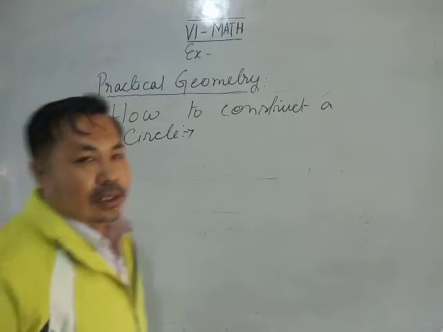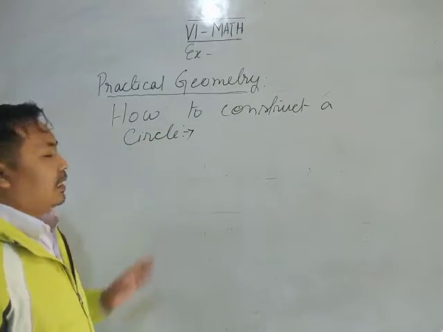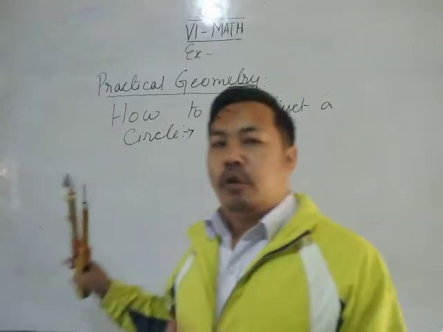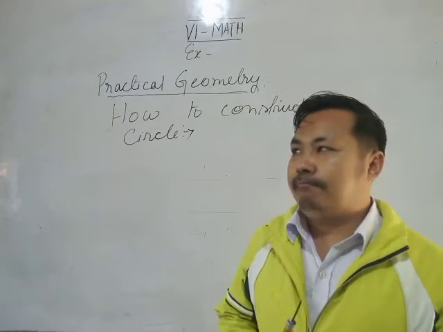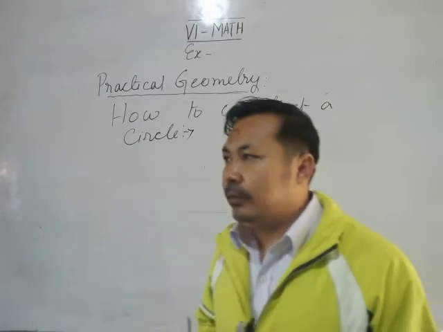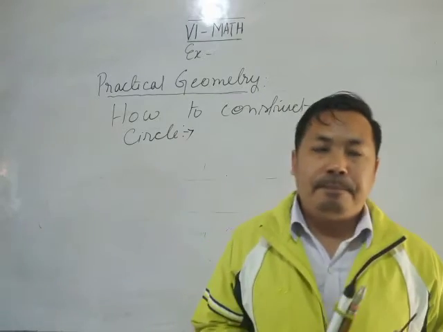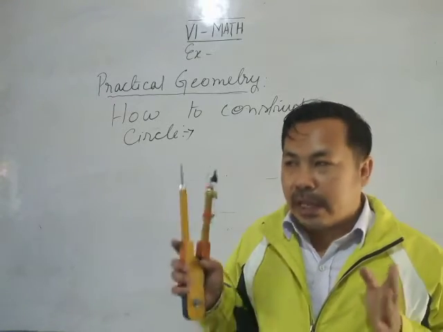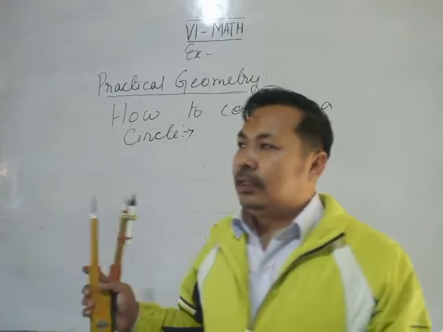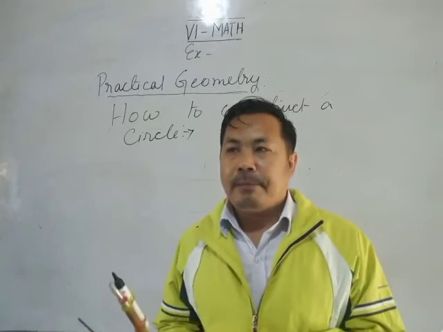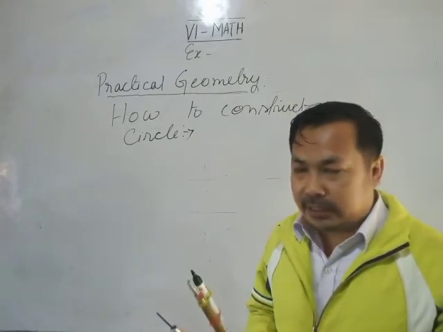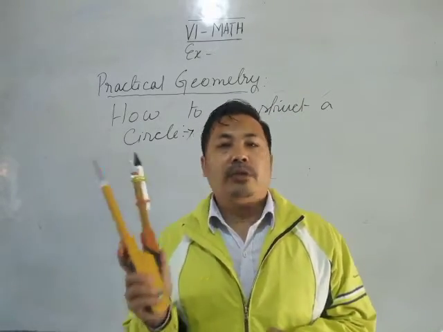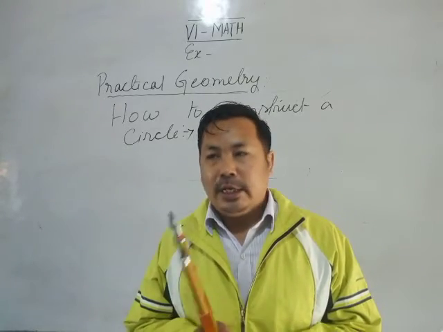So hello, students. Next we have this topic: how to construct a circle. This part of this topic, we have already come across in the other chapter, the basic idea of practical geometry. So again, for constructing a circle, to construct a circle we need a device called a compass, which you will also find in your geometry box. So this compass is required.